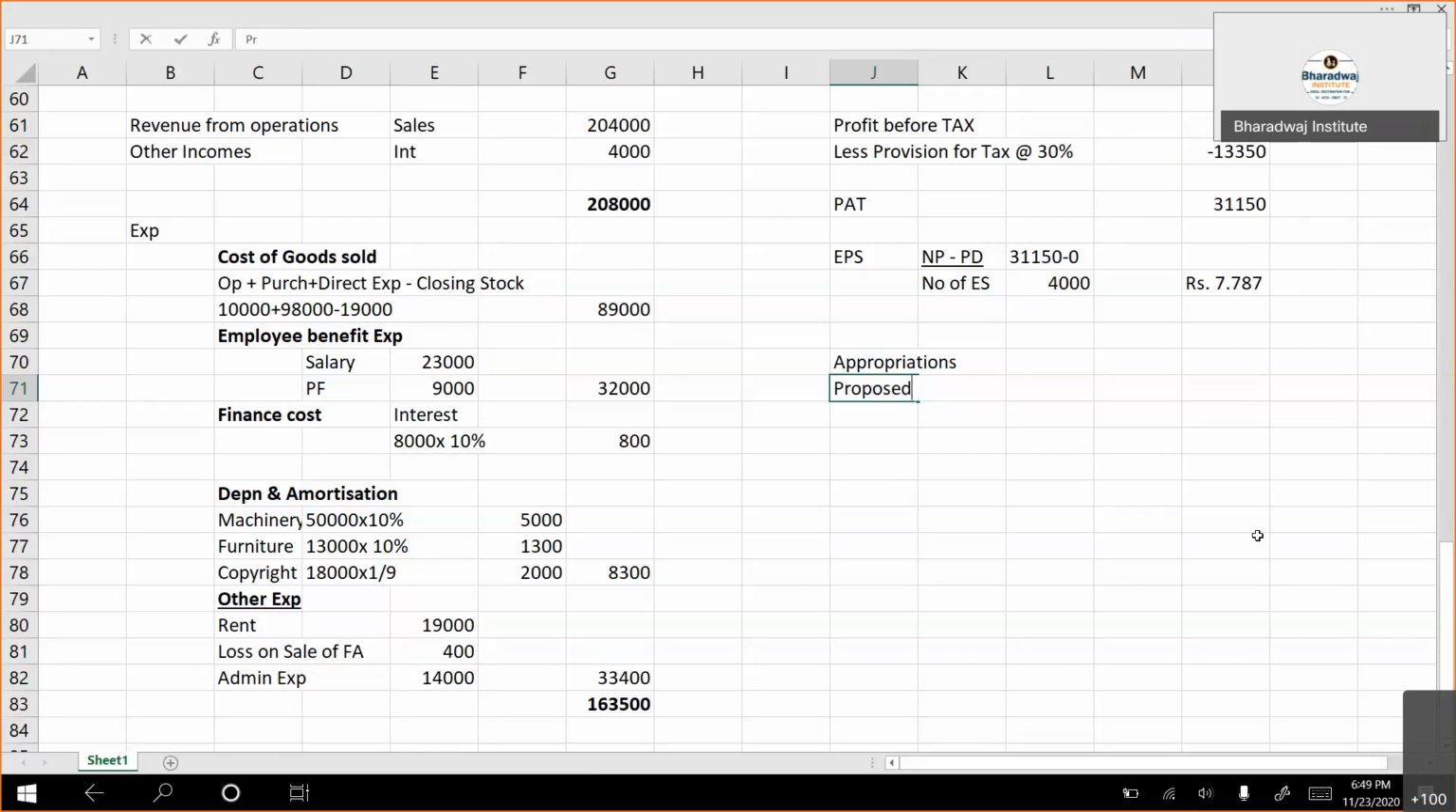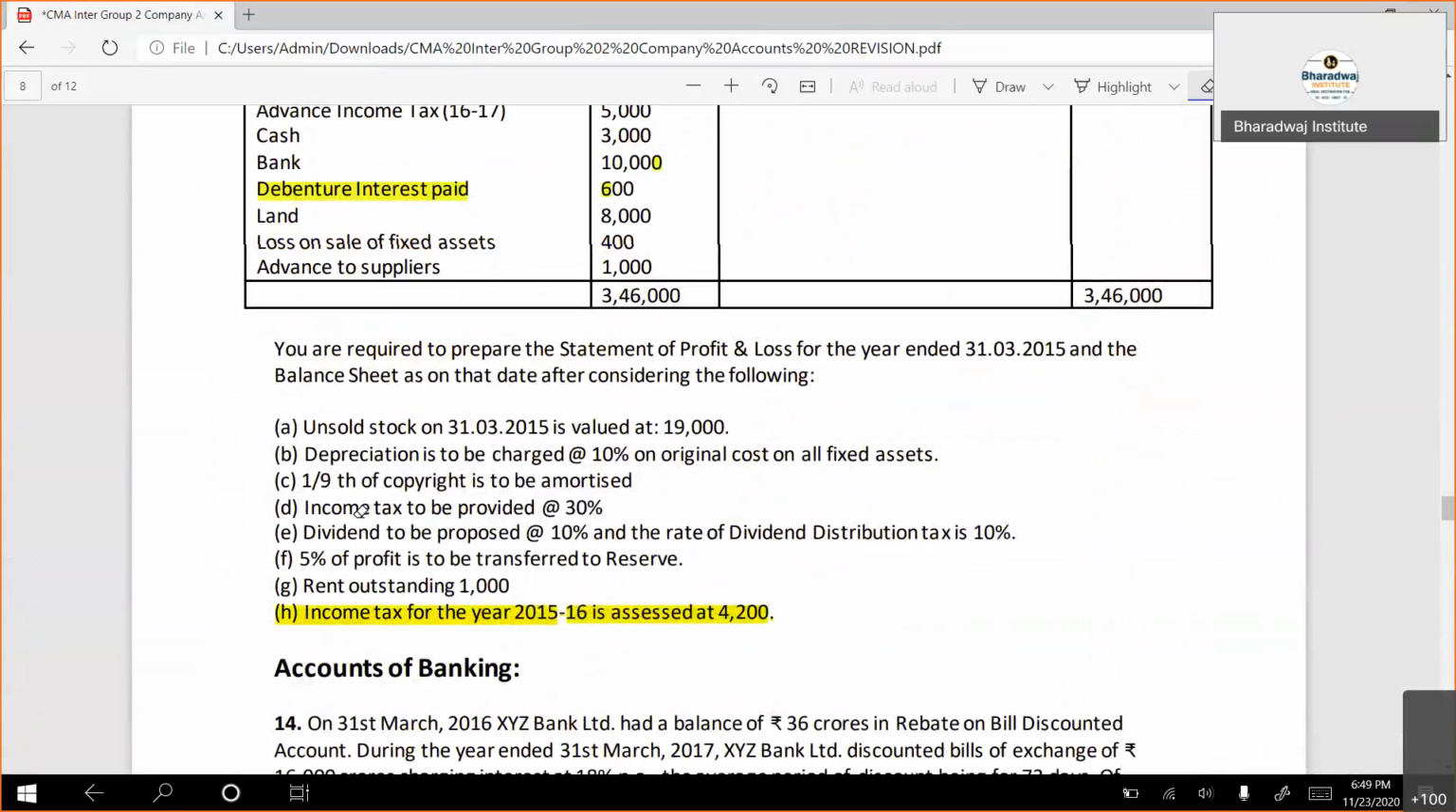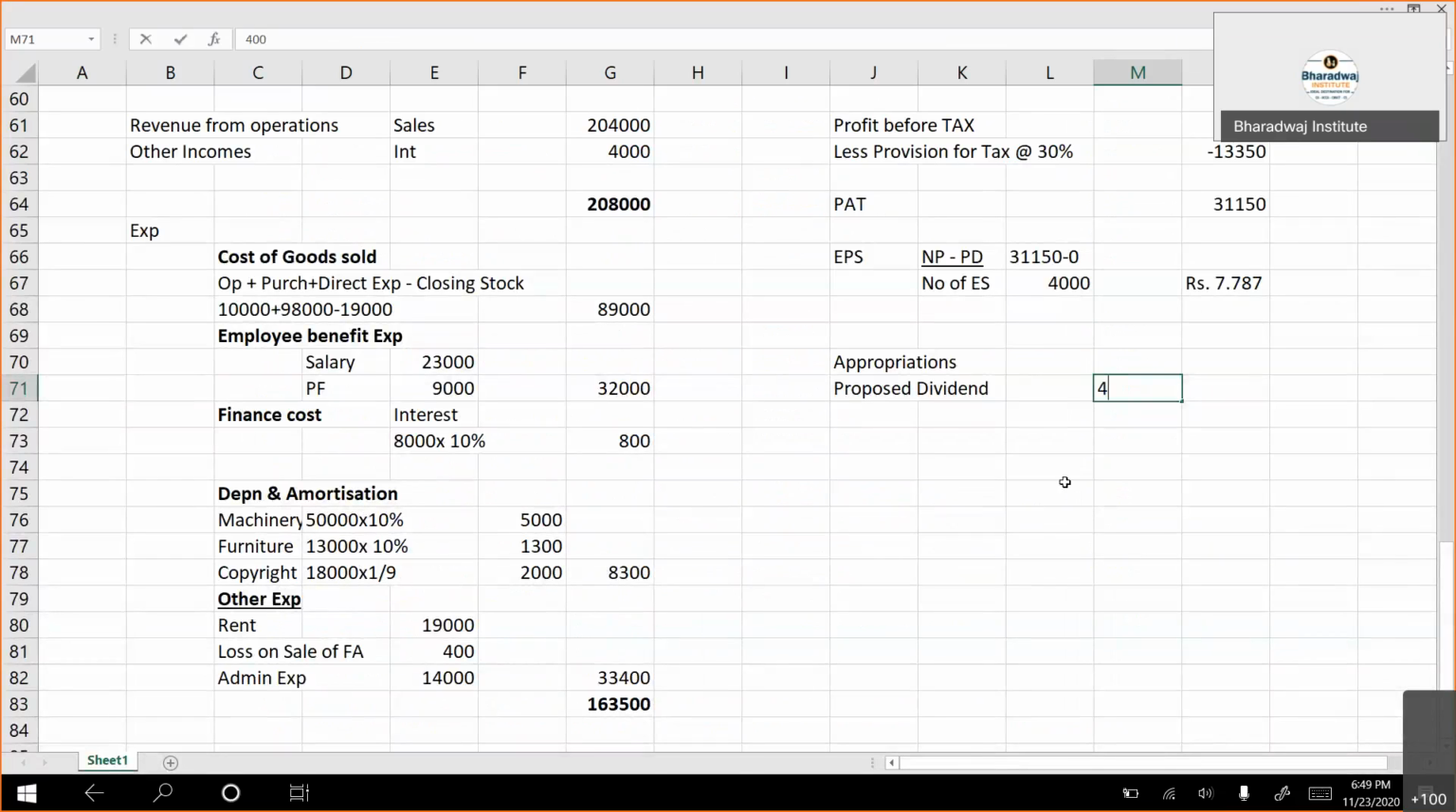Proposed dividend. How much is proposed? Look at the adjustment. 10%, so 40,000 into 10% is 4,000. Corporate dividend tax at the rate of 10% will be 400, that is 4,000 into 10%, 400.